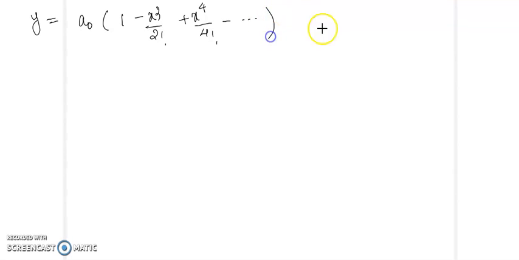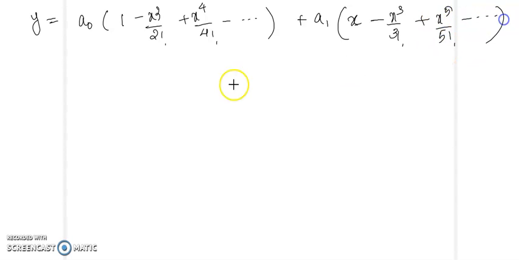Next term will be minus x power 6 by 6 factorial. Pattern: the coefficient of a1 we will get is x minus x cube by 3 factorial plus x raised to 5 by 5 factorial minus and so on. So this will be a0. Now this is the series of cos x and a1 sin x. Therefore the two linearly independent solutions will be cos x and sin x. So this is going to be the general solution.